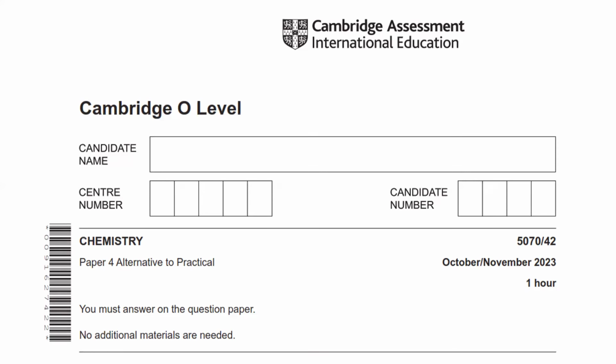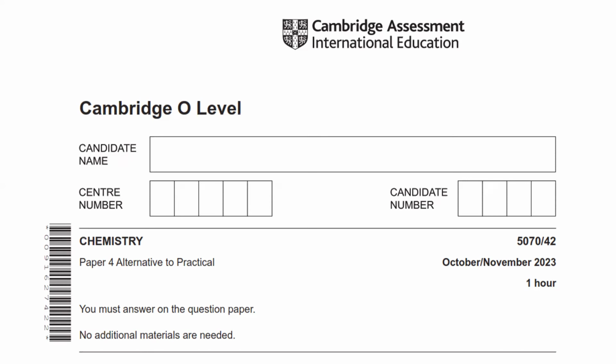Hello and welcome. This is Cambridge O-Level Chemistry Paper 4, Alternative to Practical. The subject code is 5070. This is the October-November 2023 paper, and this is variant 2 of this exam. So we'll be giving 1 hour to solve this exam in an actual exam environment.